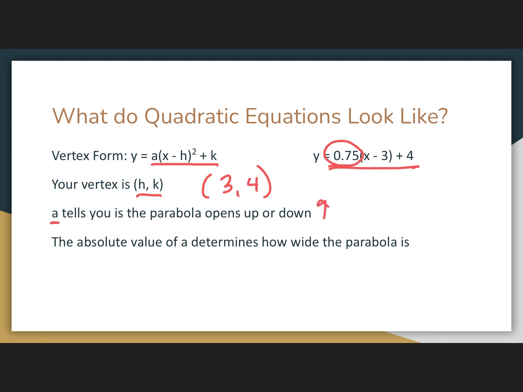And the absolute value of a, in this case, determines how wide the parabola is. The one I showed you before had a value of 1. If the absolute value is less than 1, then it's going to be wider. And it is narrower when it is greater than 1.